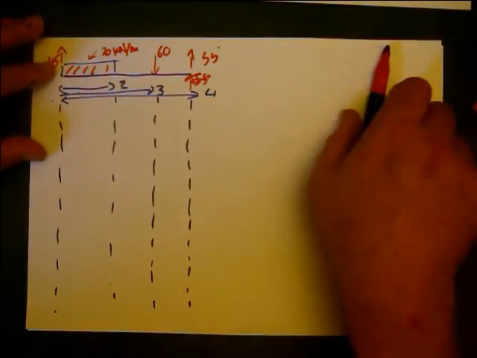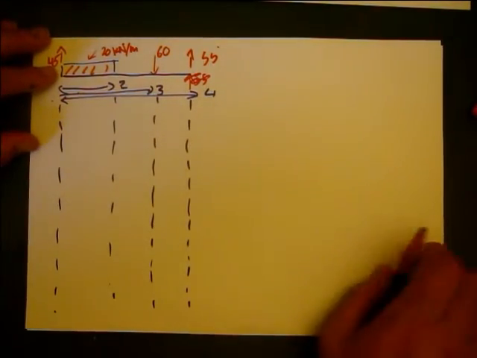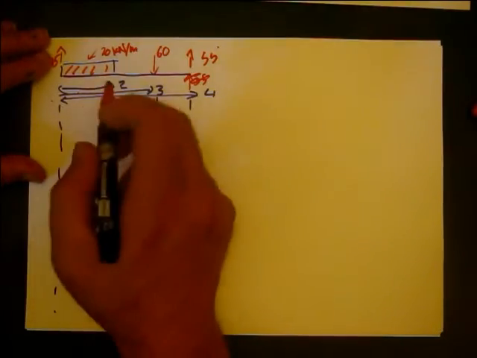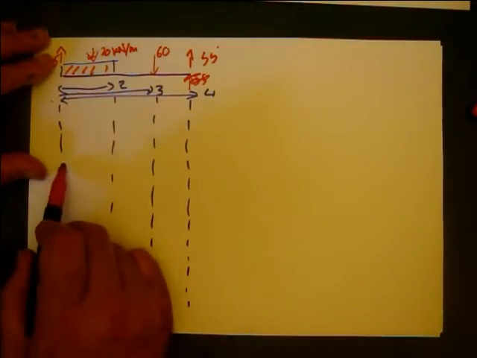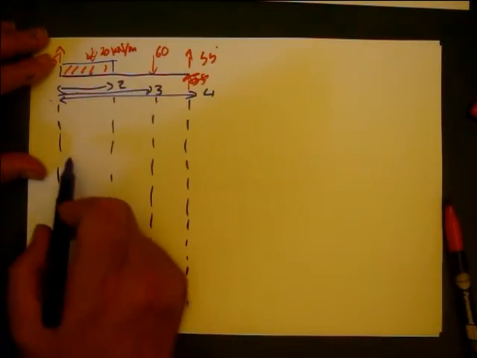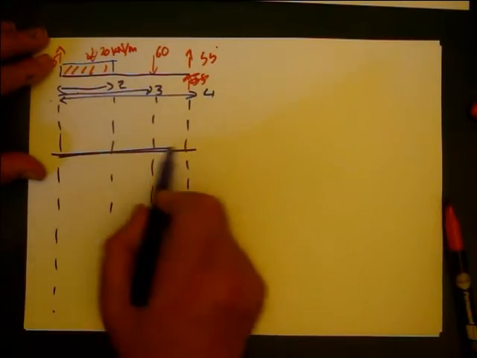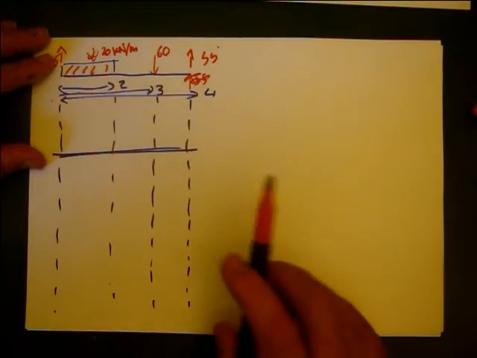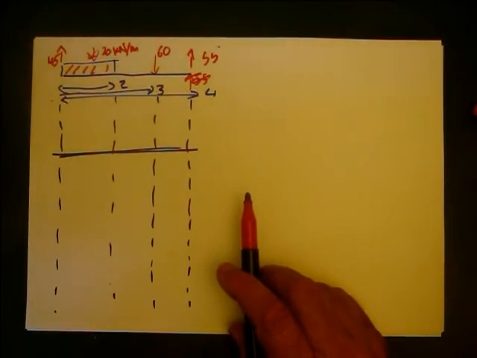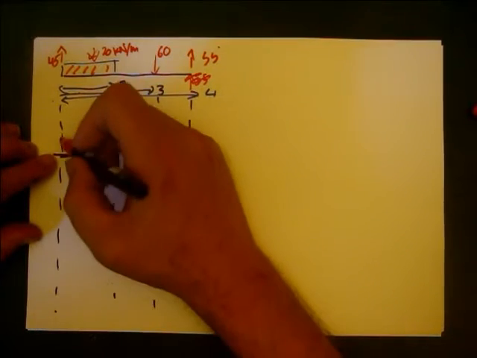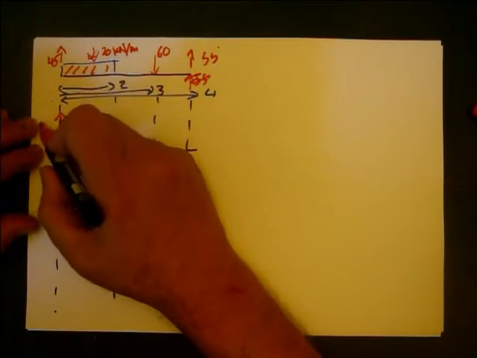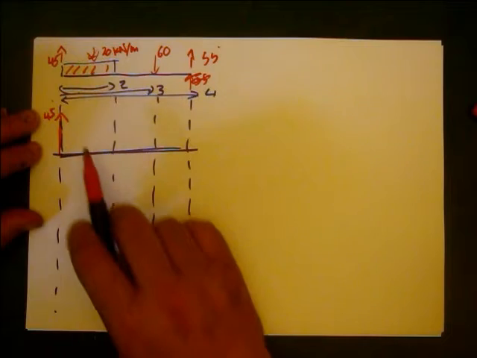Okay, and what's happening here? Well, here's our zero line. So the very first thing that happens when we're drawing this diagram is we start at the left and it goes up 45. It goes straight up 45.